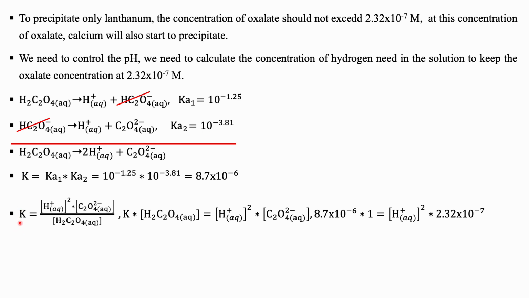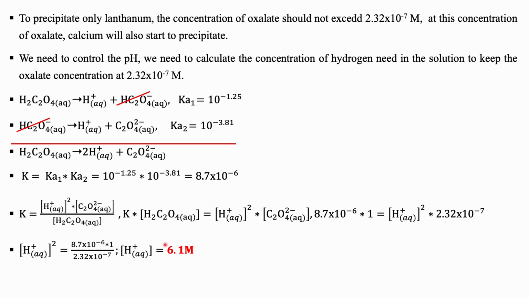So how do we proceed? We replace the value of K that was calculated here. Then we replace the value of the oxalate as 2.2 times 10 power negative 7. We replace the value of the oxalic acid in the solution; they told us that it is 1 molar. Then we calculate the concentration of the hydrogen. So we need to make sure that the hydrogen in the solution does not go beyond 6.1 molar.